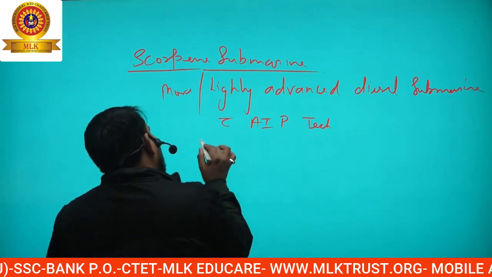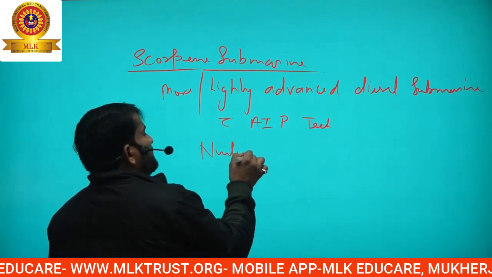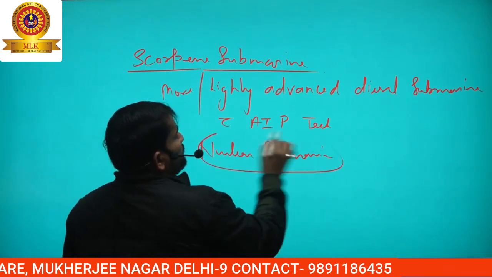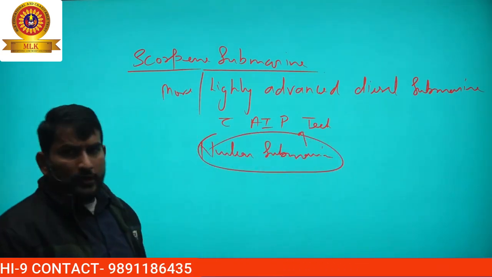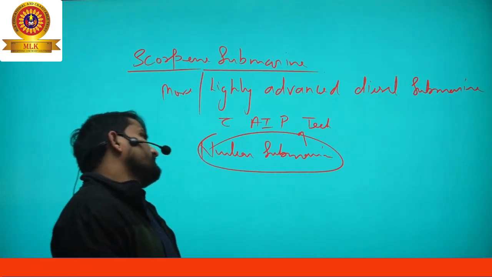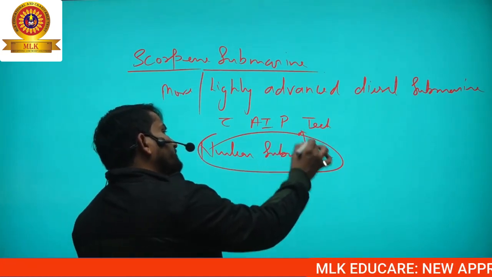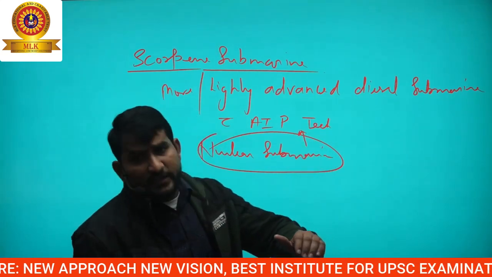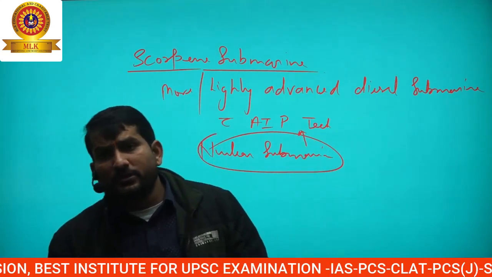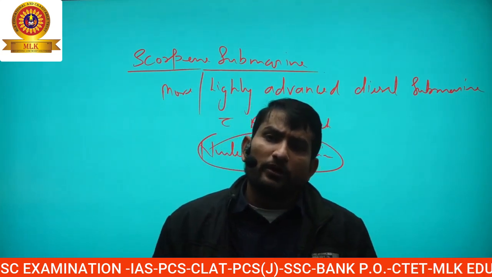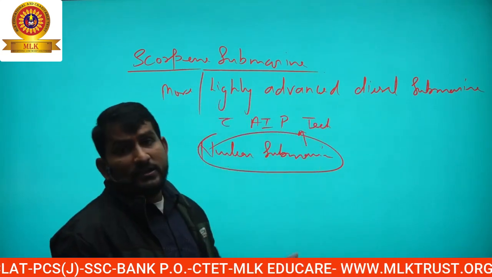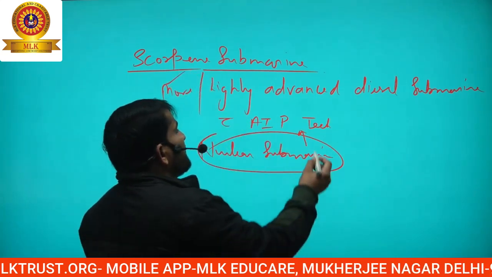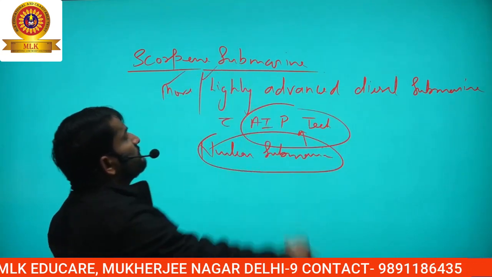That means, as we saw, the nuclear submarine is also having the AIP technology. A nuclear powered submarine can sustain beneath the surface of the water for a much longer time comparatively than a diesel submarine. But in the case of the Scorpion submarine, this AIP technology is also present.